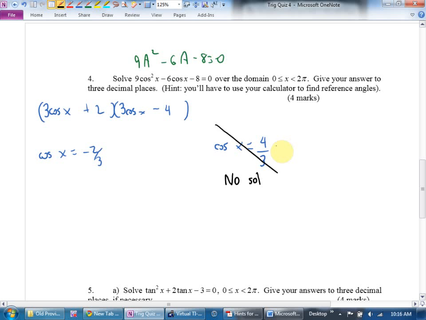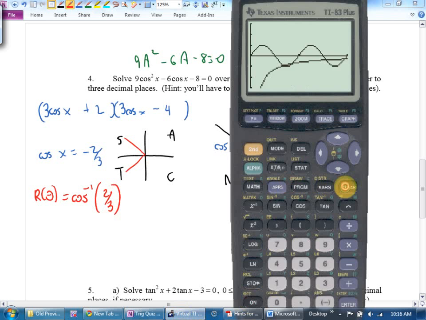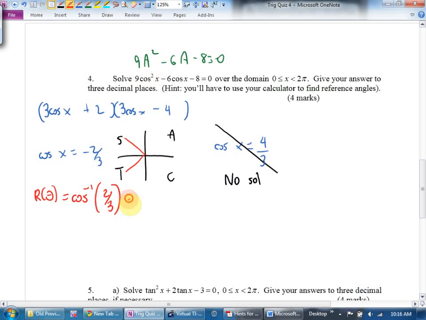This one. C-A-S-T. Cosine is negative there and there. I don't have a triangle with a 2 and a 3. I got a triangle with a 2 and a root 3, but not with a 2 and a 3. I'm going to find the reference angle by going inverse cosine of 2/3. Not negative. I use the negative to figure out where we are. Clear, clear, clear. Make sure I'm in radians. I am. Inverse cos of 2/3. I get, to three decimal places, 0.841. So x1 is going to be pi minus 0.841.